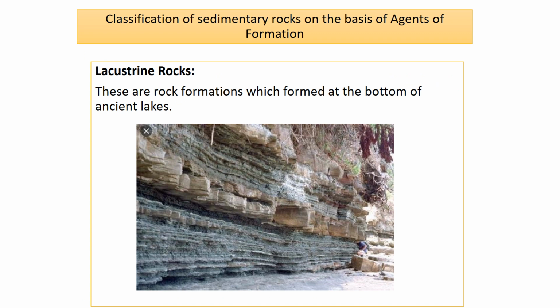Lacustrine rocks. These are rock formations which formed at the bottom of ancient lakes. As you can see in this picture, these are lacustrine rocks. You can see the different layers which are found in sedimentary rocks very clearly. At one time, this whole formation was at the bottom of a lake. When the lake no longer received water, it dried up, leaving this formation behind.